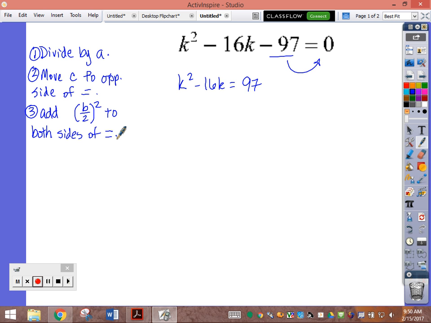So b divided by 2 all squared. Our b value is negative 16. Negative 16 divided by 2 is negative 8. Negative 8 squared is 64. So then I would take that number and add it to both sides of my equation.